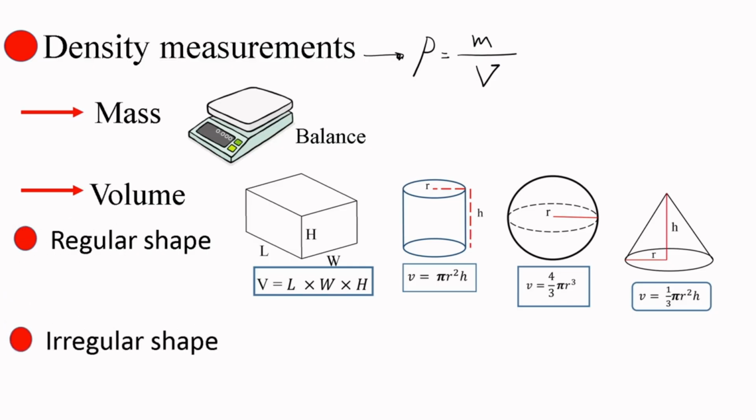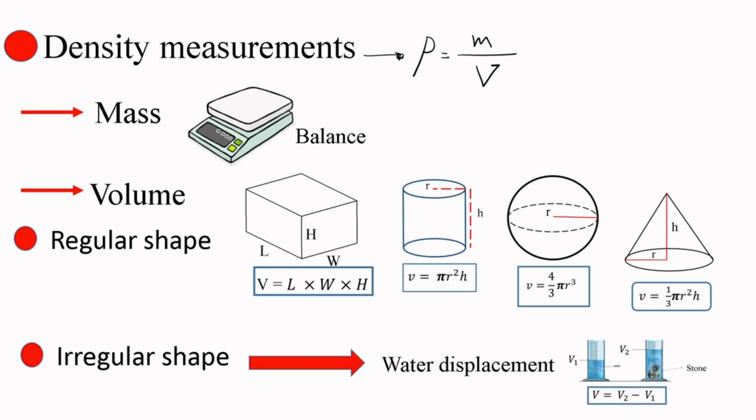But if I have an irregular shape, I'm gonna use a method which we call water displacement, because in this case I cannot use a formula. What does the water displacement method say? I'm gonna use a measuring cylinder which contains water. I'm gonna drop the irregular shape carefully into the water. The level of water is going to increase, and the amount of increase shows the volume of the irregular shape. I'm not gonna talk about calculating the volume of an irregular shape more because I have already taught you, and I'm gonna put the link of that video in the description as well.